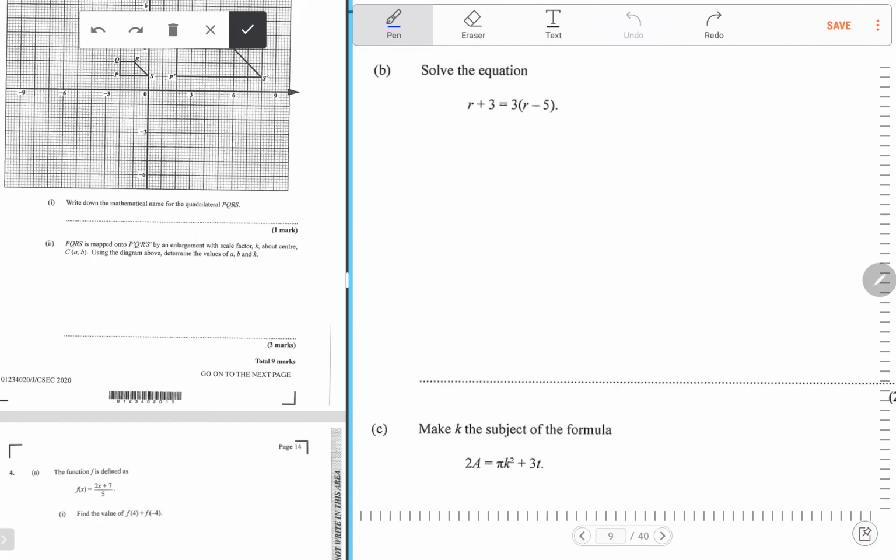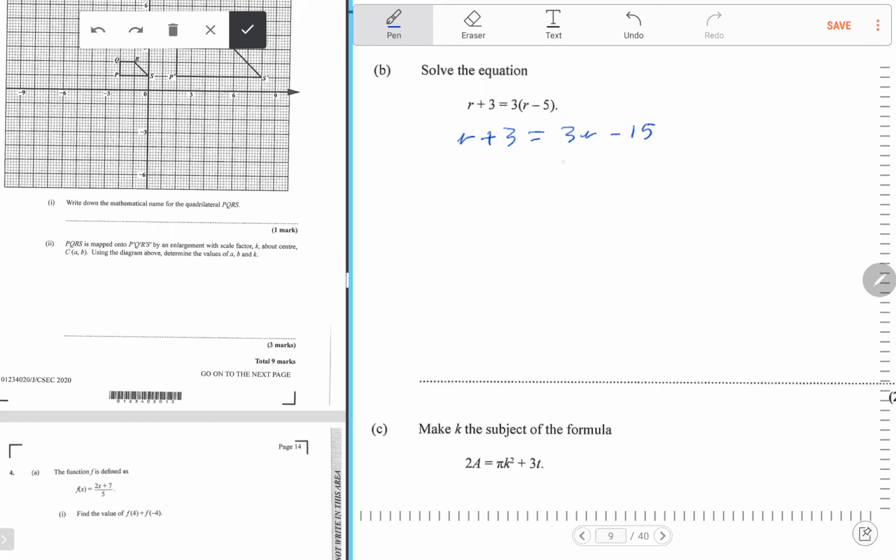So to solve for this, you're going to expand and transpose, make R the subject. Basically, either on the left side or the right side, doesn't matter. So all right, let's work it now. It becomes R plus 3. I'm going to expand the right side and get 3R minus 15, because 3 times minus 5 is minus 15.